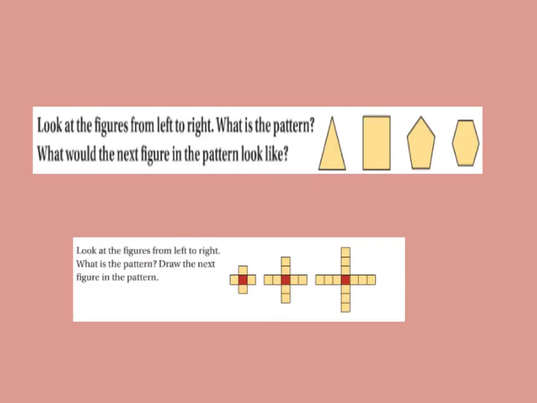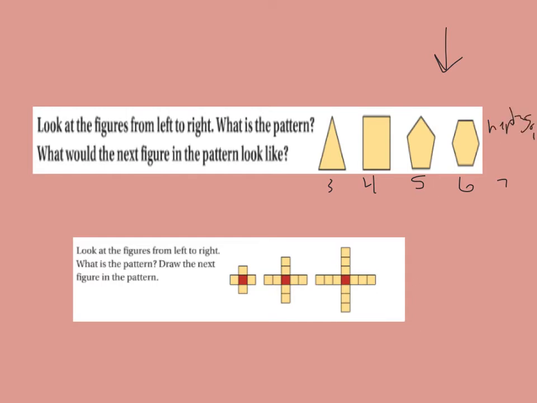First, talking about patterns. So we're looking to see what is the pattern of this first one above. And what would the next figure in the pattern look like? Well, if I look at these pictures, I would see that this has 3 sides, 4 sides, 5 sides, then 6 sides. So I'd assume that the next picture would have 7 sides and would look like a heptagon. I'm not going to try to draw a heptagon because I'm not good at it, but you could just say heptagon.